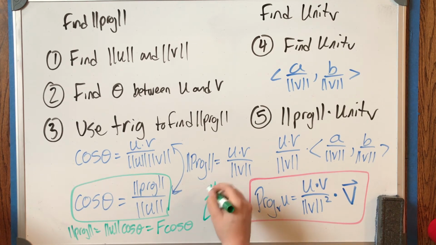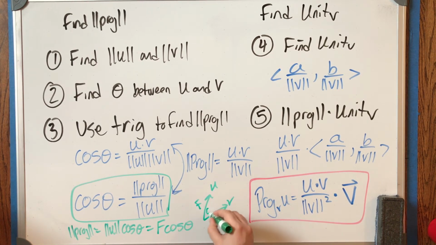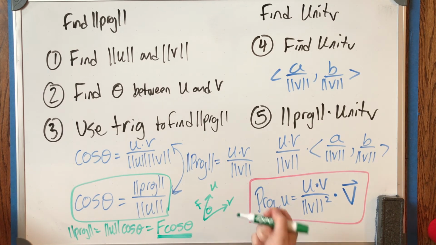So we have u is going to be that actual force, and theta is going to be the angle in between u and v. The reason I'm bringing this up right now is it's actually really useful in tomorrow's lesson. It doesn't really do anything for us right now, but we're going to use that the length of the projection can be written as force cosine theta a lot in tomorrow's lesson.